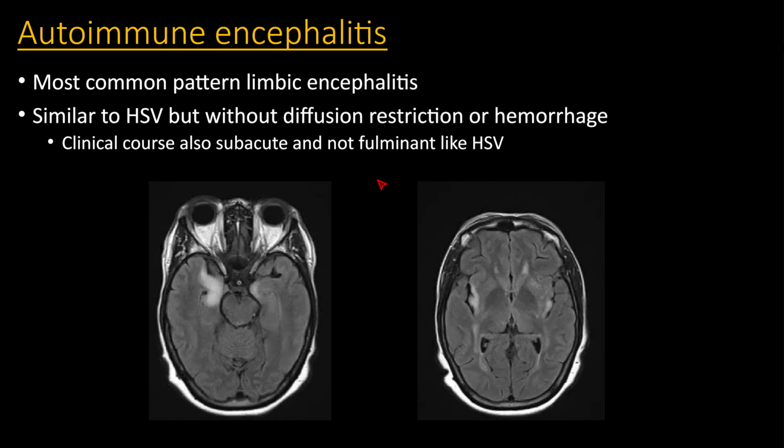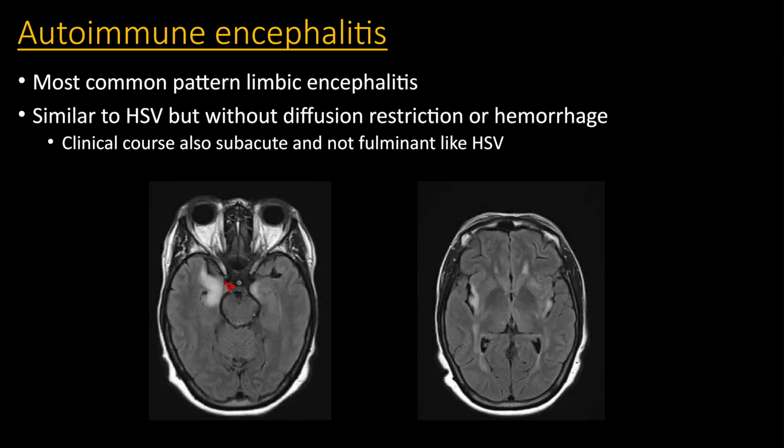Now, similar to HSV encephalitis, but clinically quite different, is autoimmune encephalitis, with the most common pattern of it being the limbic encephalitis pattern. The distribution of findings in this entity is going to be very similar to HSV. You're still going to have your mediotemporal, your insular involvement. However, there's not going to be any diffusion restriction, there's not going to be any hemorrhage. And clinically, it's going to be very much different. HSV is a fulminant acute illness, while autoimmune encephalitis is more of a subacute and not very fulminant illness.